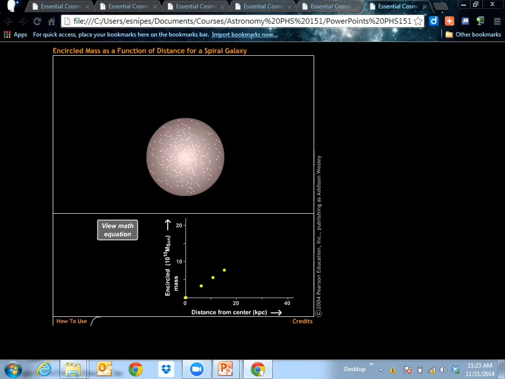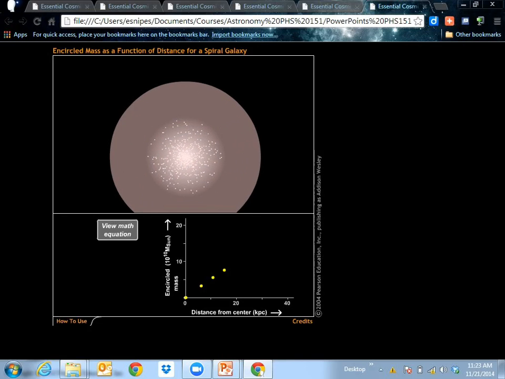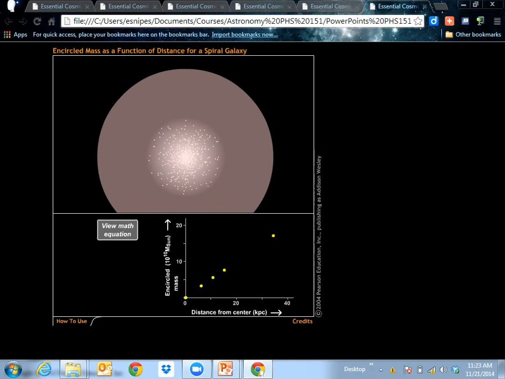In fact, I'll go beyond where there are stars. Seems like a Star Trek slogan. So this actually is beyond where there are stars. And we keep adding mass. We keep adding mass. Mass we cannot see. Mass that is dark. The stuff that you can't see, that's dark matter.